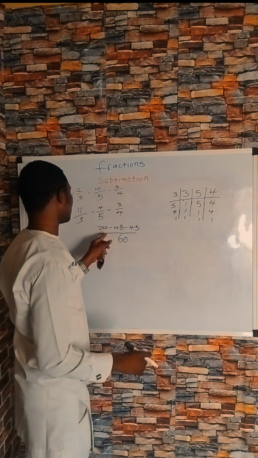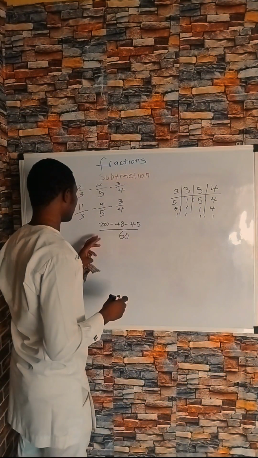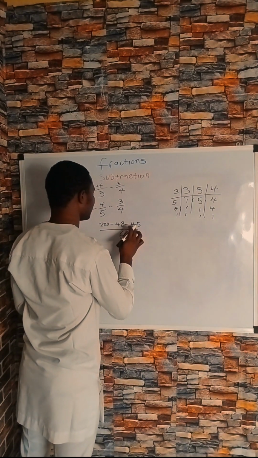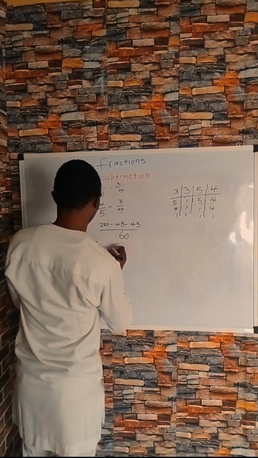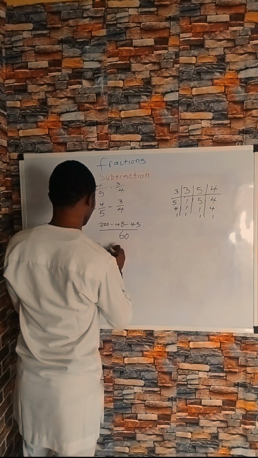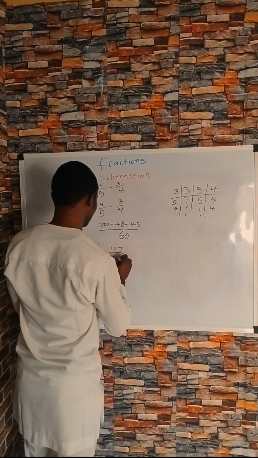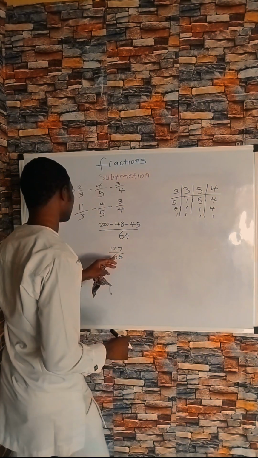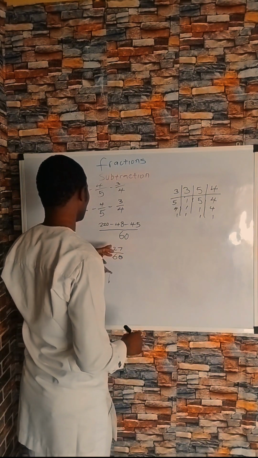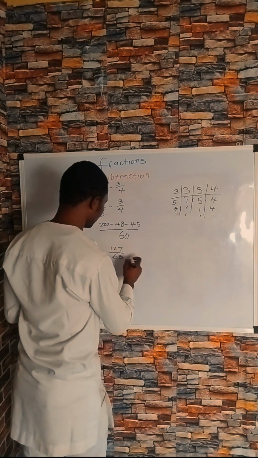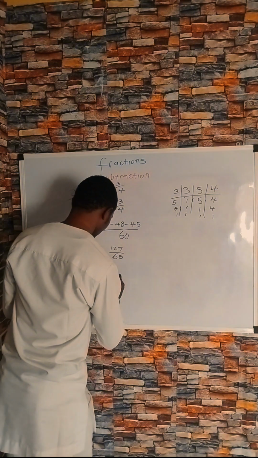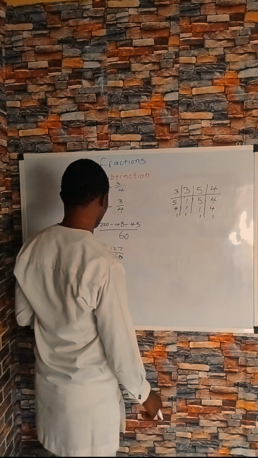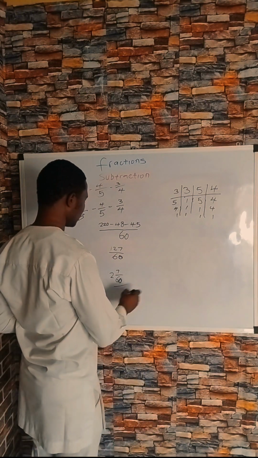So 220 minus 48 is 172. Minus 45 will give you 127. So 127 over 60. So to simplify this, 127 divided by 60, that will give you 2 whole number 7 over 60. Right. So this is our final answer for this.